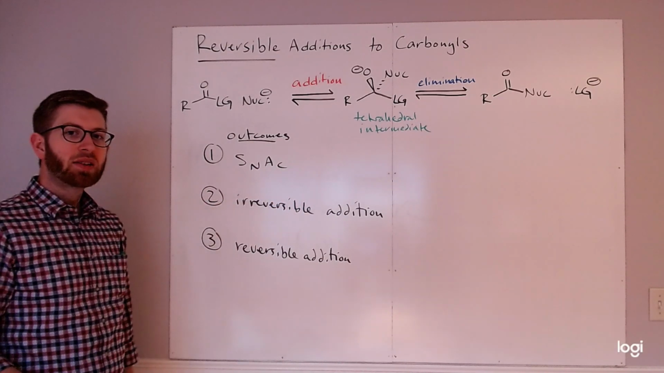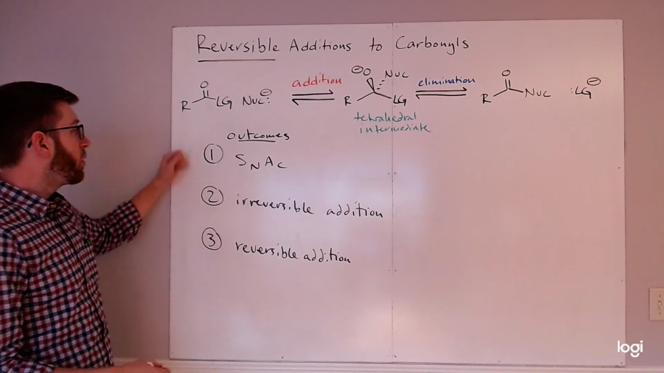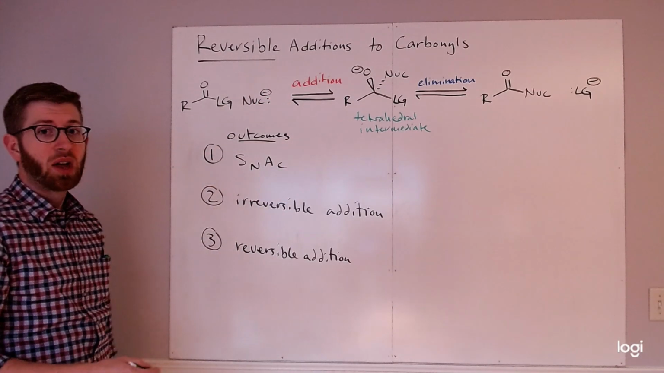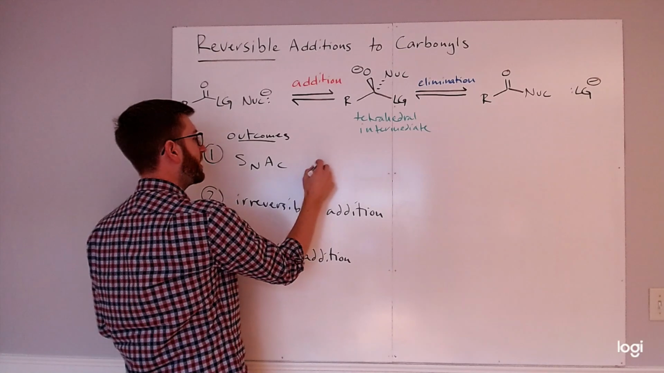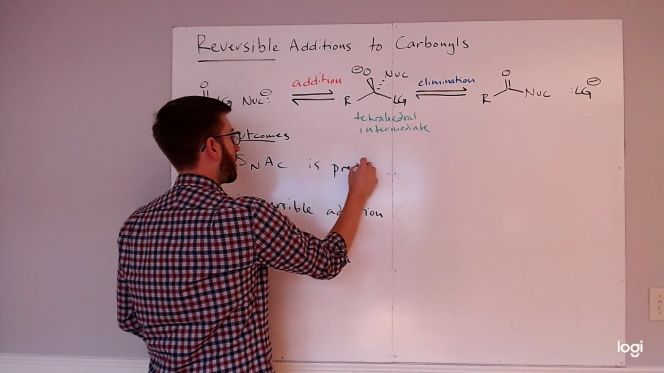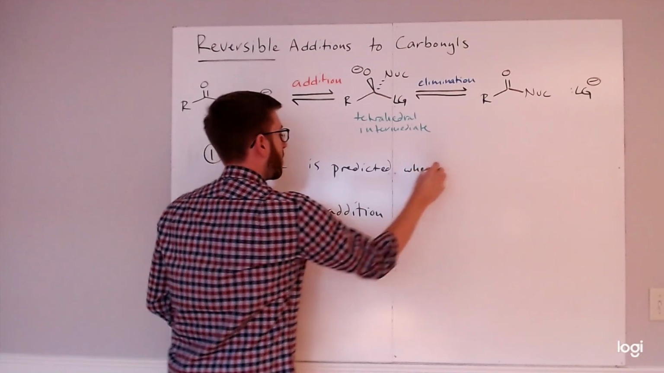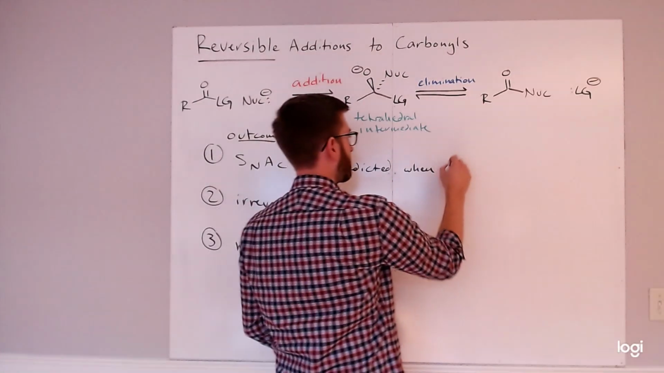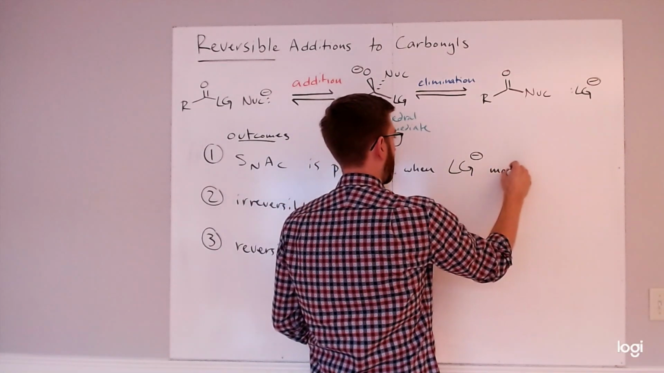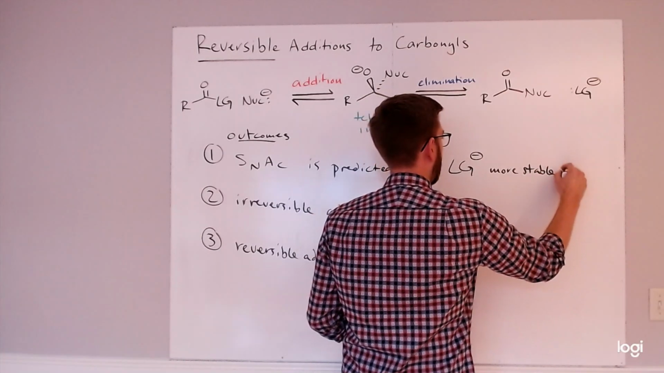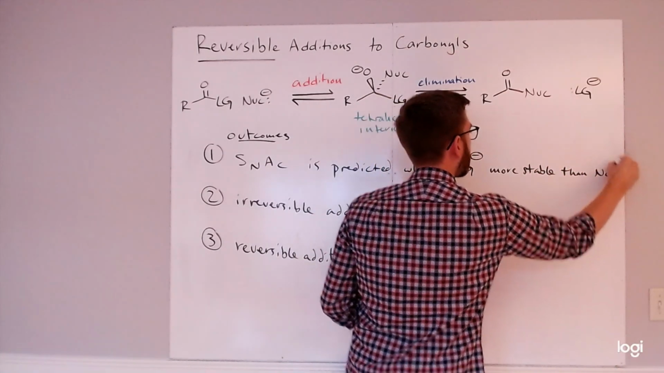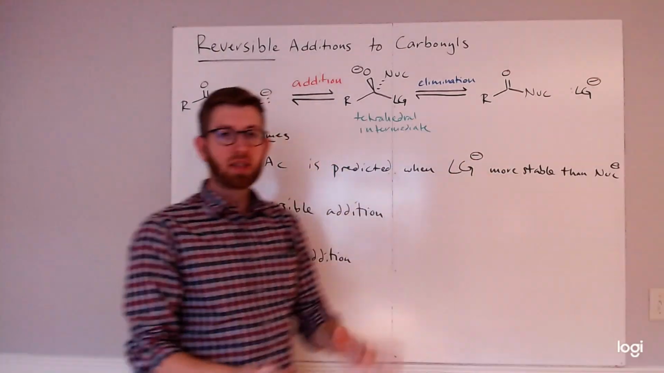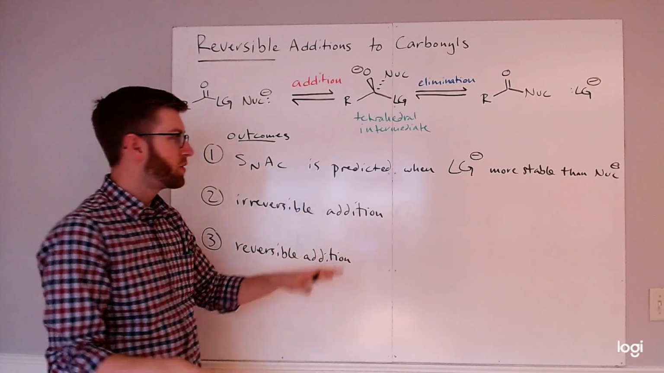So one of these kinds of analyses we've already done previously in the semester. We can make predictions about whether the SNAc reaction, like the total of both addition and elimination, will be favorable. So we can predict when the leaving group anion is more stable than the nucleophile. And I know that some of you like to actually look at stabilities of carbonyl versus the other carbonyl. That's fine too. So if you're taking notes, you can write that here.